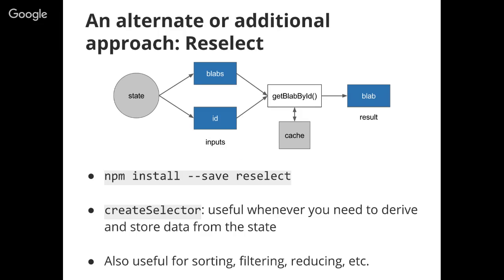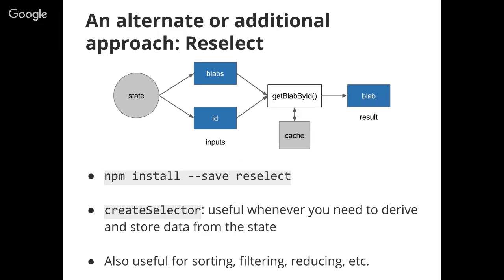Reselect makes things more efficient, like Normalizer can. But reselect allows you to derive and store data. You can memoize the result of something. And as long as the inputs, in this case blabs and ID, stay the same, then the next time you select a blab by its ID, you don't need to go through that whole list again.